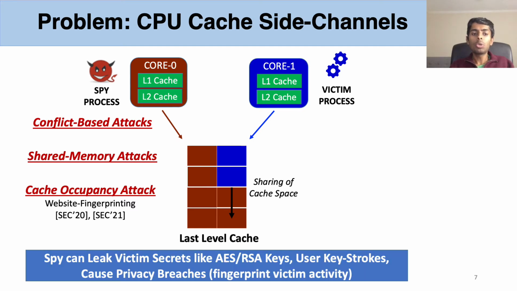In general, using cache side channel attacks, a spy can leak victim secrets like AES or RSA keys, user keystrokes, confidential IP, etc., and also cause privacy breaches like fingerprinting a victim activity. So they are a serious security problem.